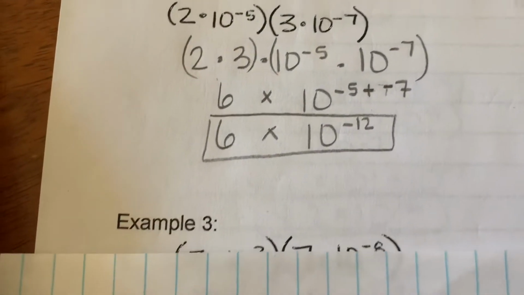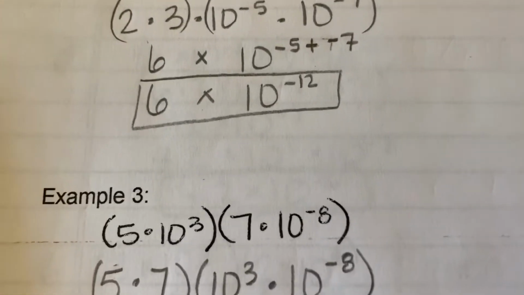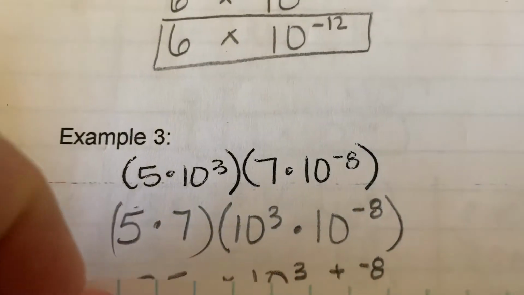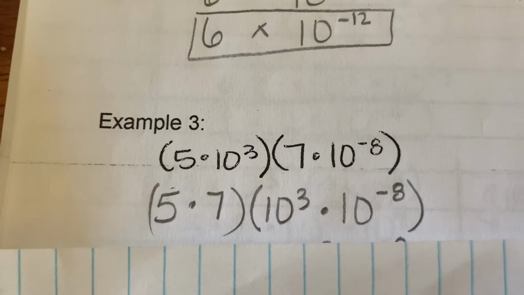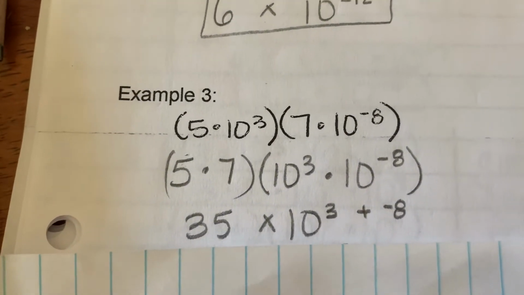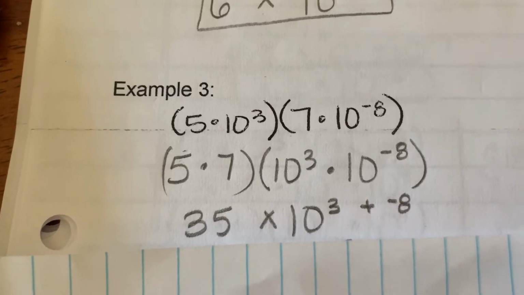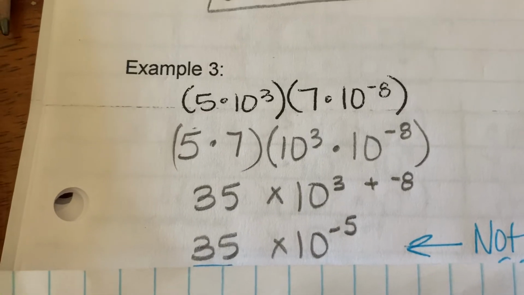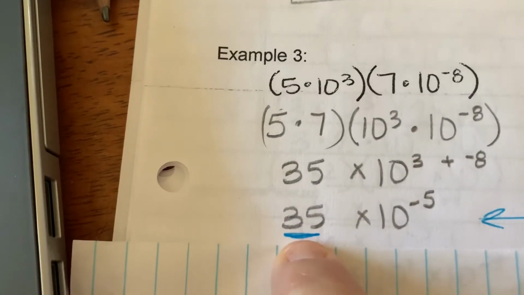Okay. All right, so this number, again, we use the commutative and associative properties to rearrange them, and we get 35 times 10 to the 3rd plus negative 8, which is 35 times 10 to the negative 5th. And you might notice this is not proper scientific notation.